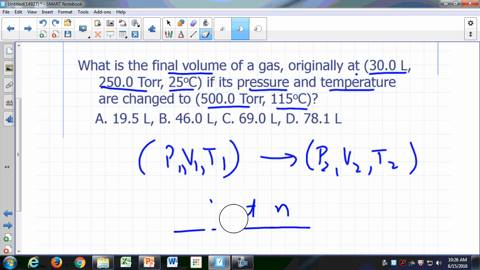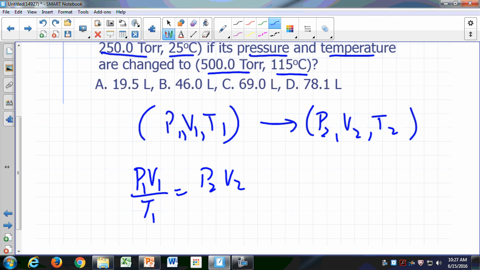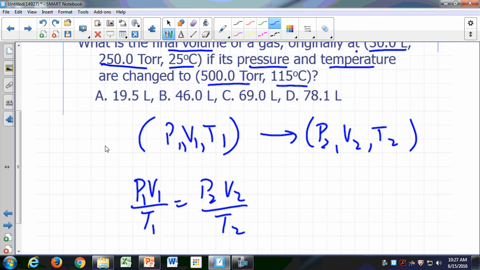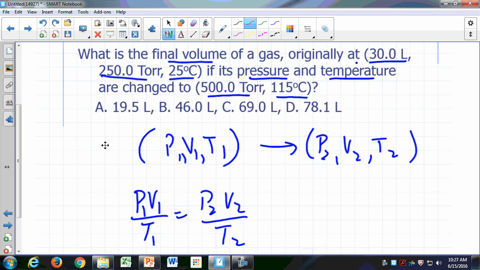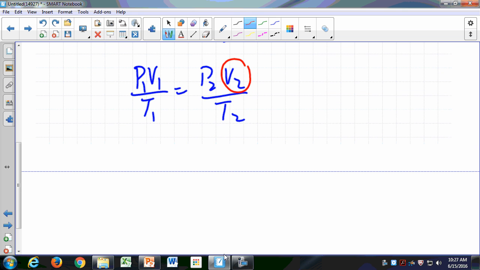What do we have here? We have P1 V1. So you have to use the combined gas law here. P1 V1 over T1 equals P2 V2 over T2. What do we know? And what are we looking for? We're looking for the final volume of the gas. So we just solve for V2, rearrange this equation. What do we do? We multiply both sides by T2. That gets rid of T2 from that side, where the V2 is. And you divide both sides by P2, so you can get rid of P2 from the right side.